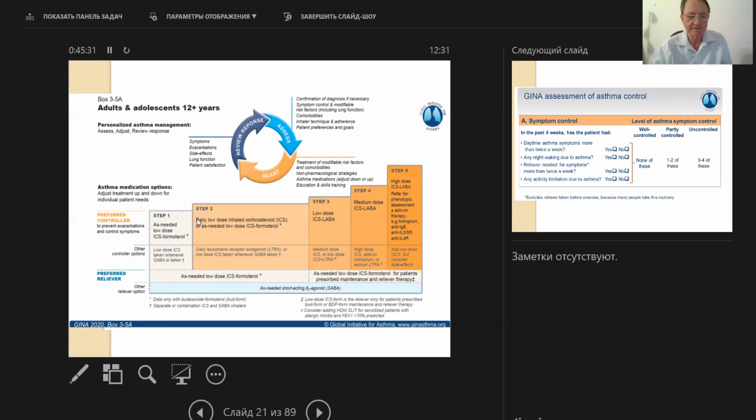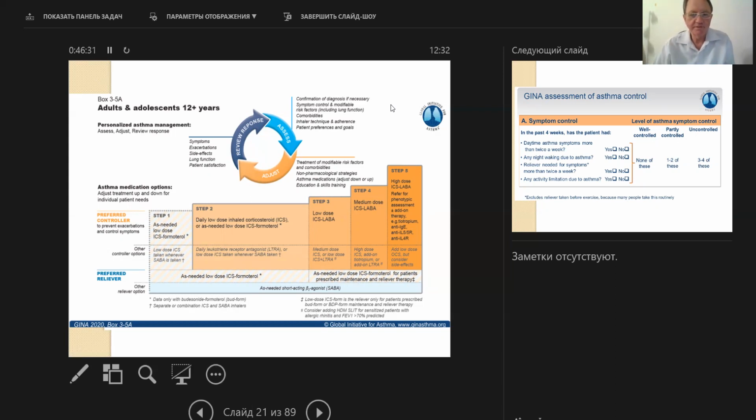I repeat once more, at first visit, you evaluate severity of bronchial asthma according to the symptoms. At second and other visits, you should evaluate severity of bronchial asthma according to step of treatment. For example, patient has no symptoms during last months, you should analyze at least last 4 weeks. No symptoms, but patient uses high dosage of inhaled corticosteroids plus LABA plus LAMA, long-acting anticholinergic drug. But it's 5 steps. It's severe bronchial asthma. Nevertheless, the patient has no symptoms.